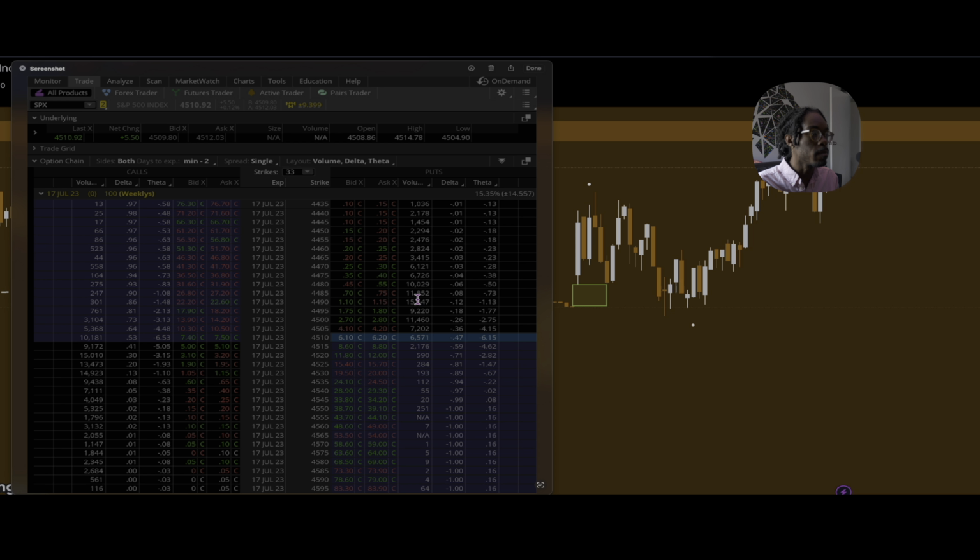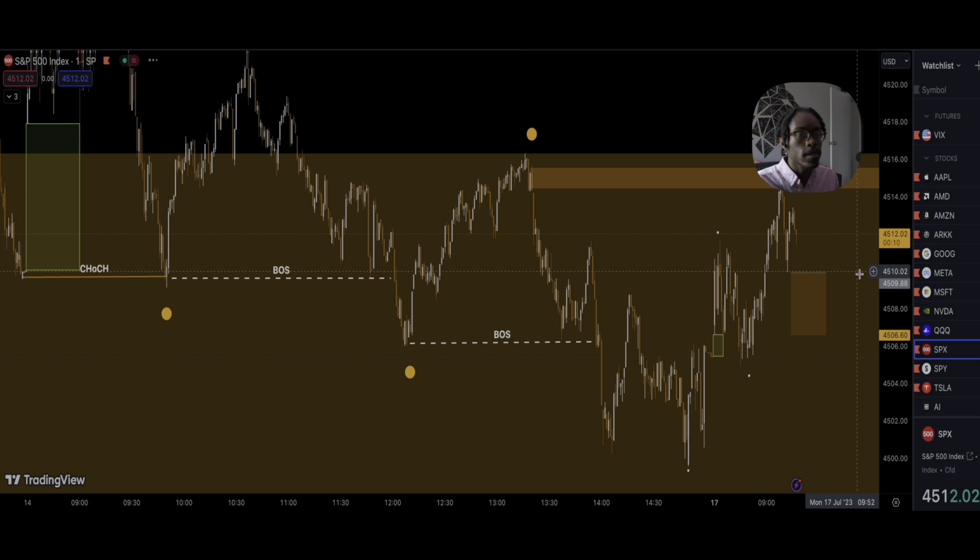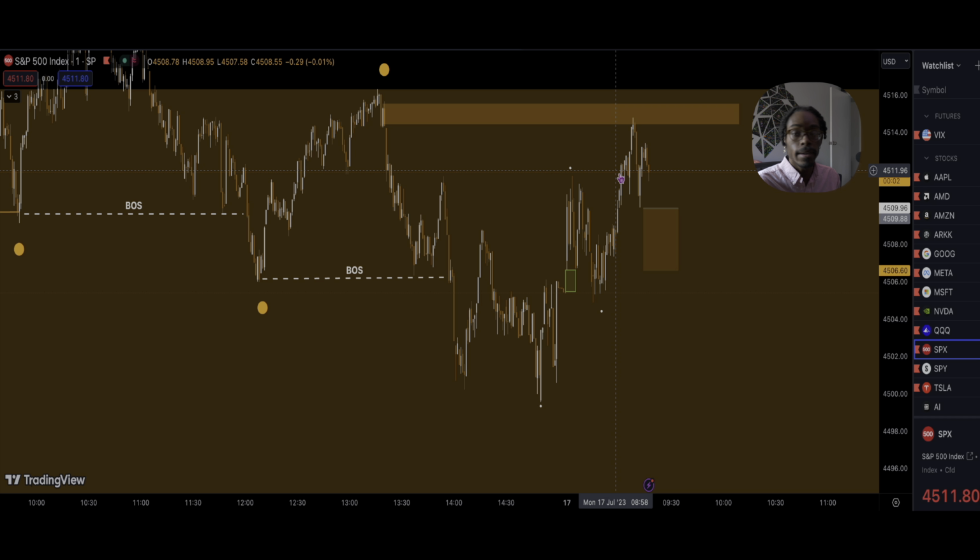Volume, this is just how many people have bought or sold or traded the contracts. Delta, we'll talk about that later. Theta, we'll talk about that later. Here's the expiration of the contract. As you can see, it's the same day. I trade same day contracts on specs. So today is July 17th. And yeah, that's really about it when it comes to these. We don't have a definite play for today, so we won't take a move. It's as simple as that.